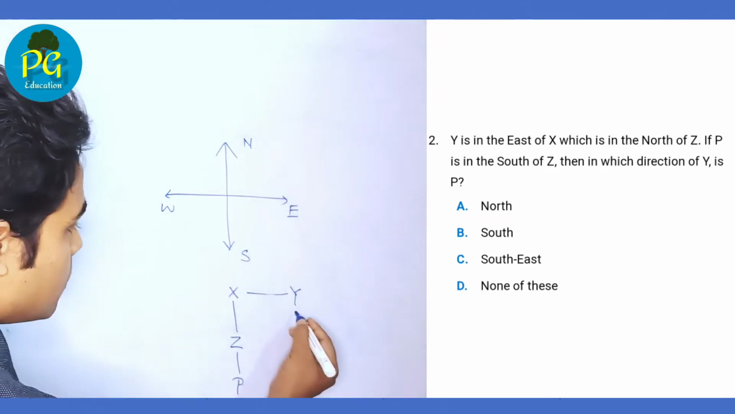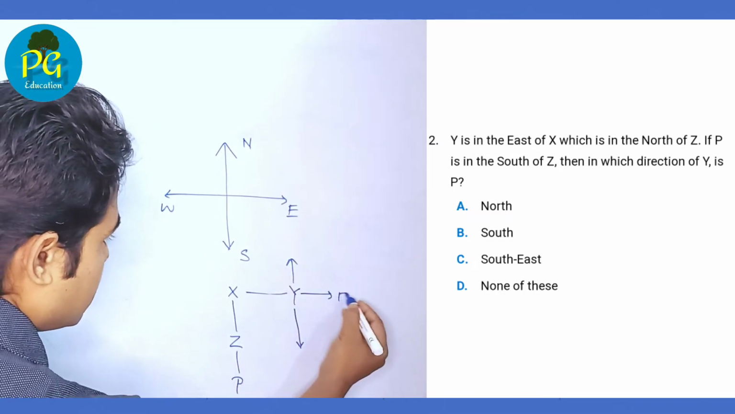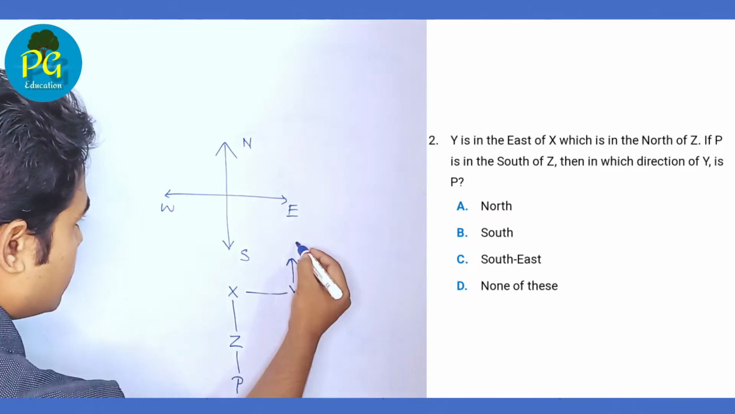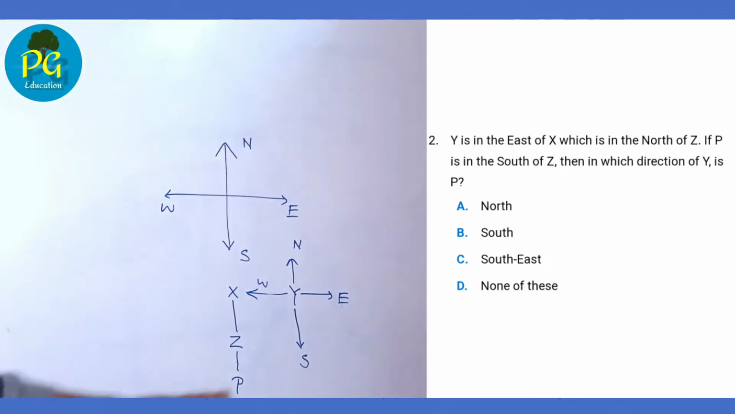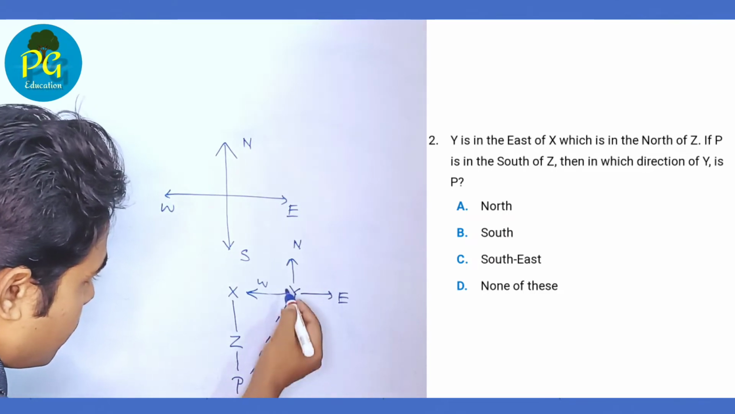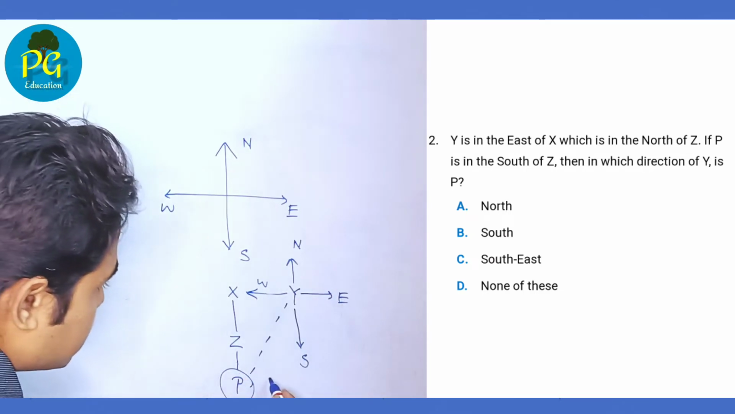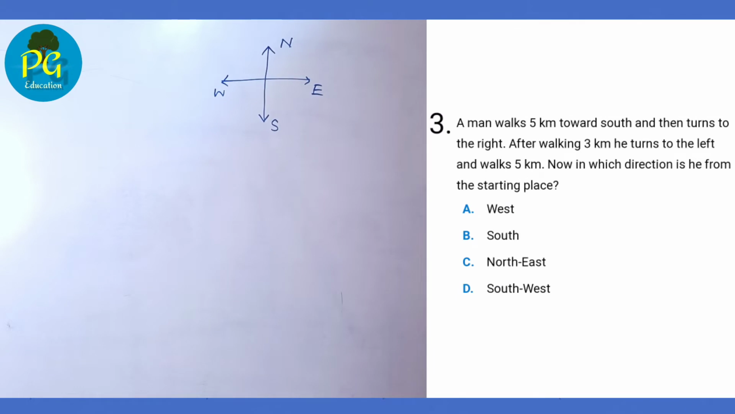Okay, so if we draw direction over here, this is east, this is south, this is north and this side is west of Y. What is the position of P? Position of P is in the southwest direction of Y. This is the southwest direction. Understood? Because this position is in between south and west. That's why this position is southwest direction. Understood?